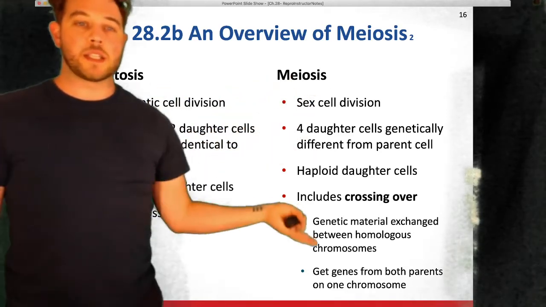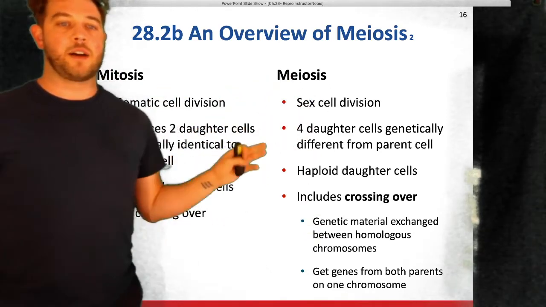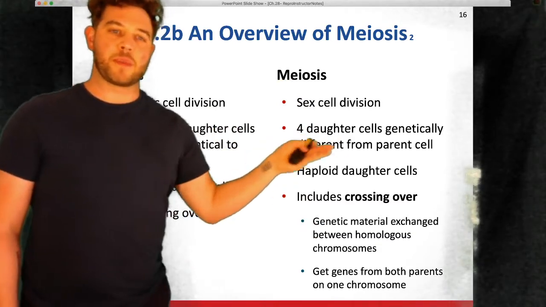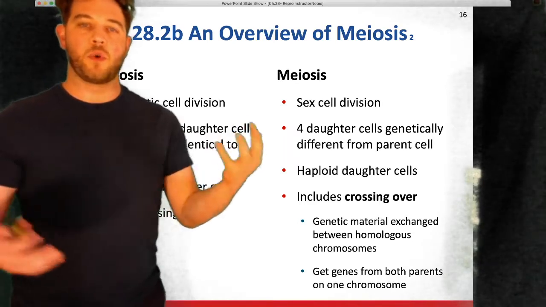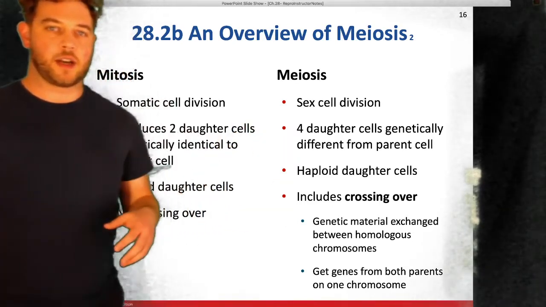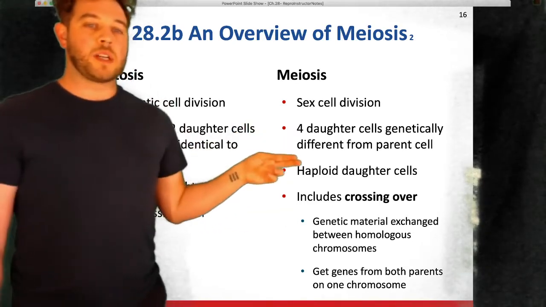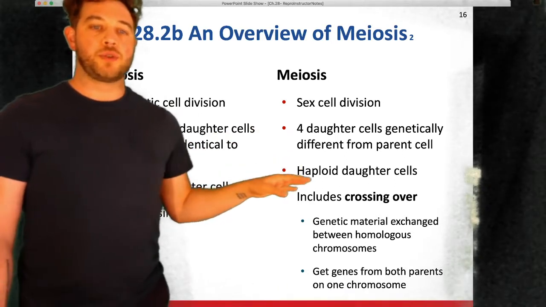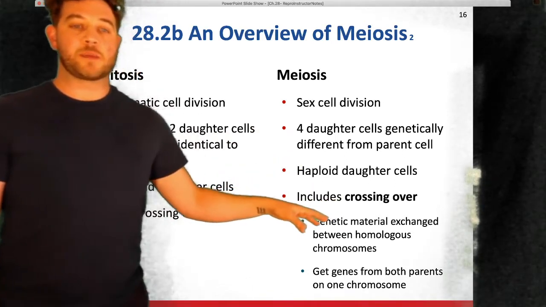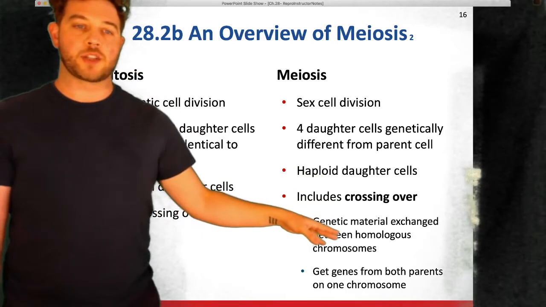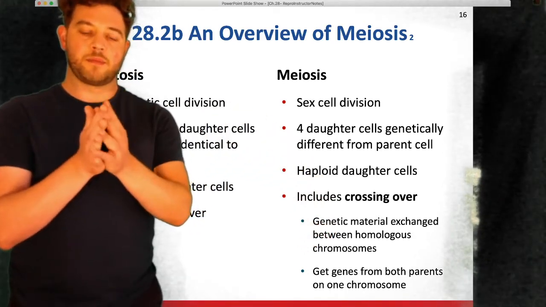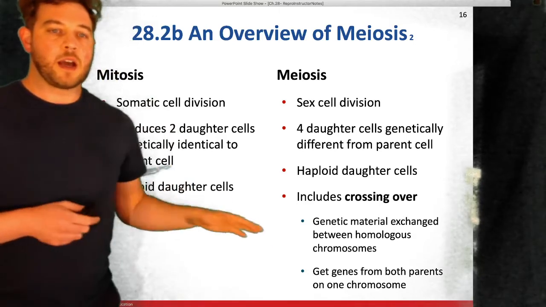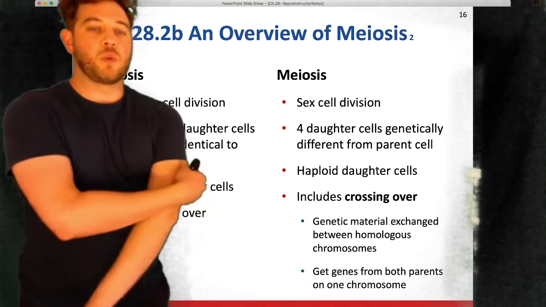So meiosis is for sex cell division. 4 daughter cells genetically different from the parent cell. This gives you that genetic variation that allows for adaptations in individuals. You end up with haploid daughter cells. It includes crossing over, which is when genetic material is exchanged between homologous chromosomes. Remember, homologous chromosomes are essentially the same, they code for the same things. You get genes from both parents on 1 chromosome.